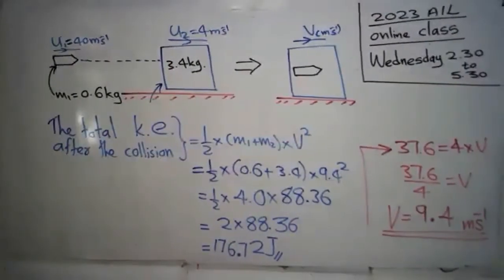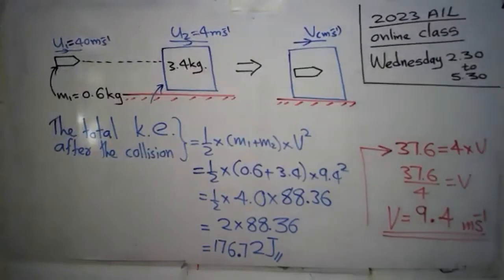176.72 joules. Check. Shifa, Fasla, Loshan, Umesha, Ishane. Any other students? Tisuni, Yashodhara. Any other student who got this answer? Okay. Very good.